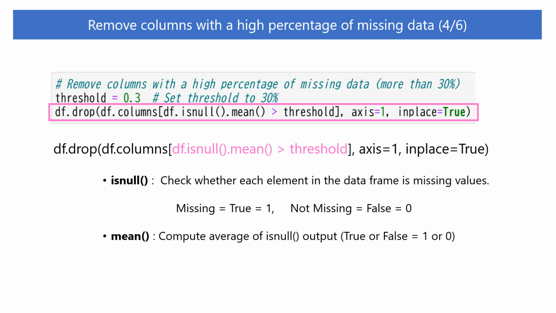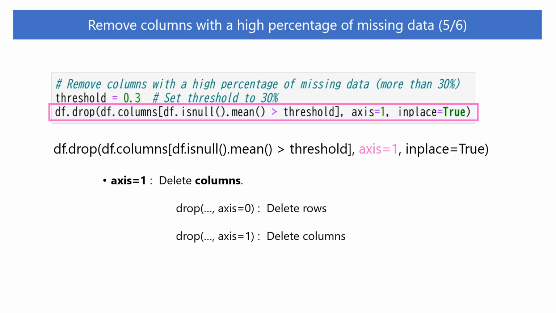When calculating the average value for each row, we set axis equals 1 in the brackets, but when calculating the average value for each column, the brackets can be left blank. By leaving them blank, we can set the default setting of axis equals 0. By default, mean calculates the average for each column. This calculates the percentage of missing data for each column. If this exceeds the threshold, true is returned. And if it does not exceed the threshold, false is returned.